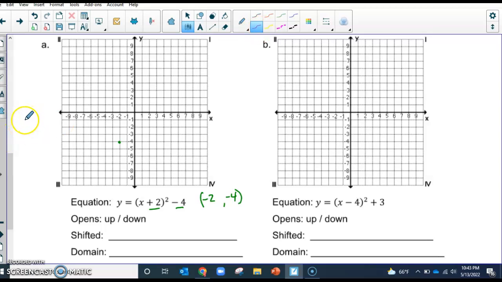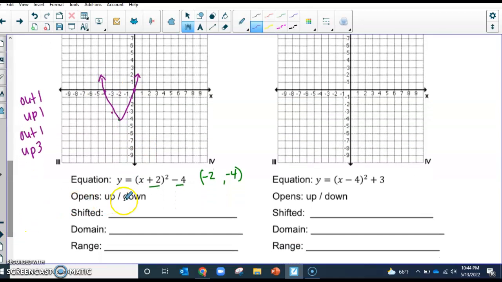Remember that the pattern for a parabola is out 1, up 1, out 1, up 3. So I'm going to go out 1, up 1 on both sides, out 1, up 3, out 1, up 3, and then I can just draw my parabola. Now I have to go back in and fill in how it's been shifted. So we said this one was left 2 and down 4.